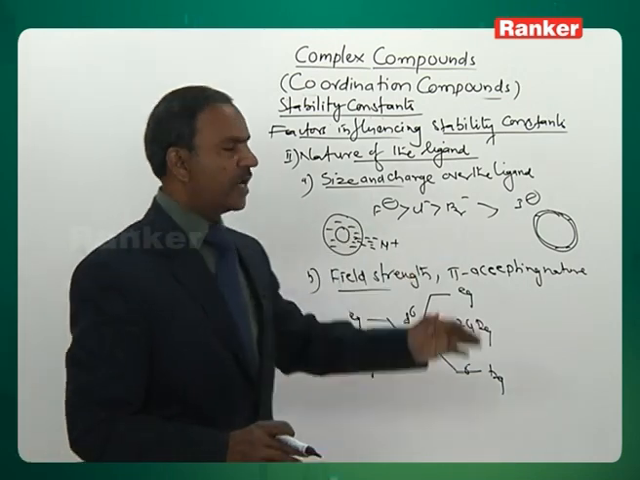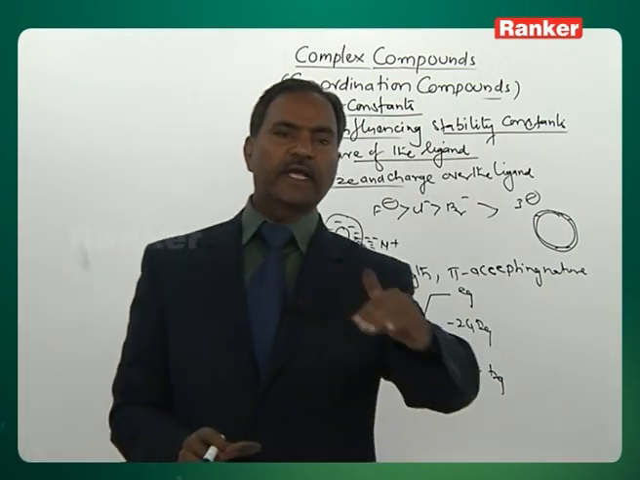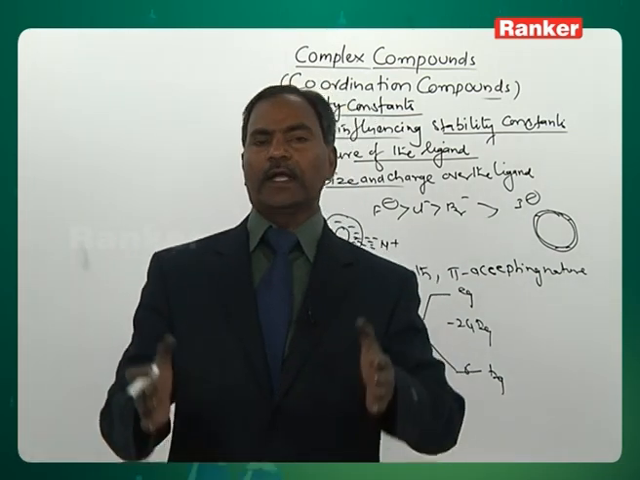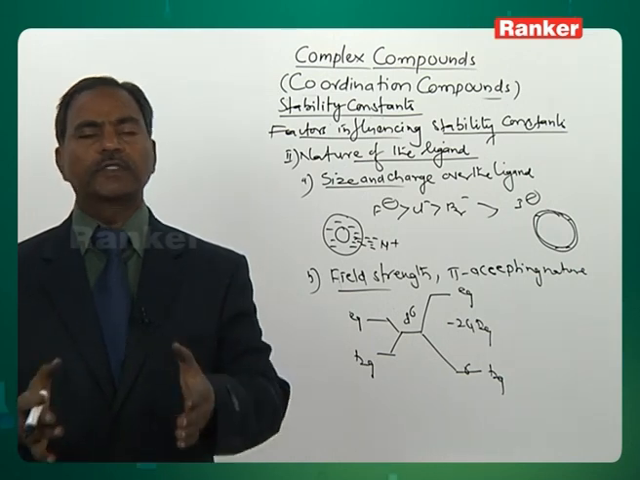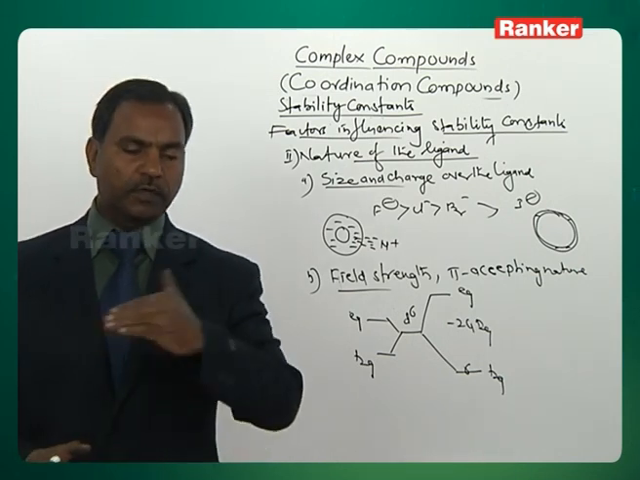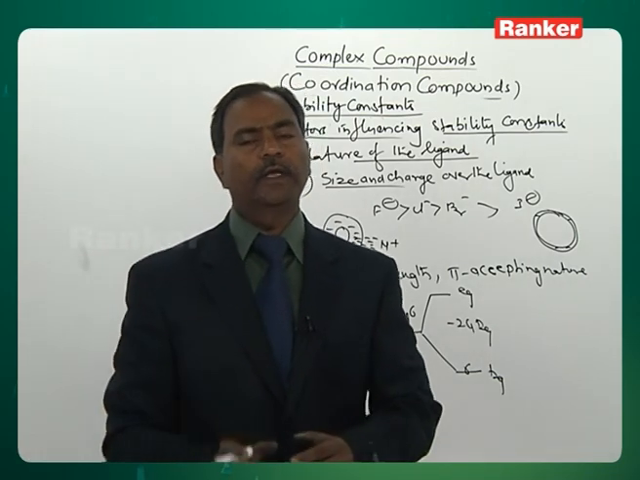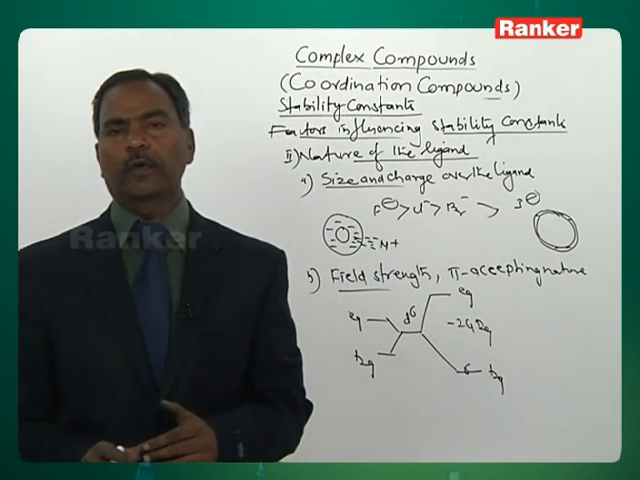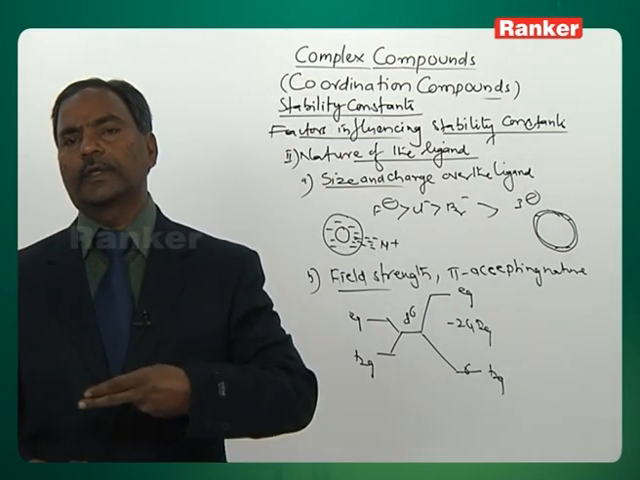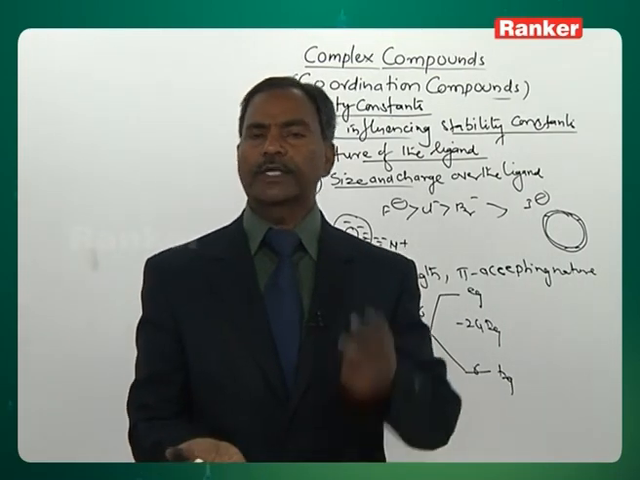Next, pi accepting nature. Recall in the classification of ligands, I have given pi accepting ligands. Some of the ligands are actually capable of forming double bonds with the metal ion. First, they are donating a pair forming sigma, and again accepting a pair forming a pi. So, some of the ligands are actually capable of forming a double bond with the metal ion. Double bond strength is more than single bond strength.